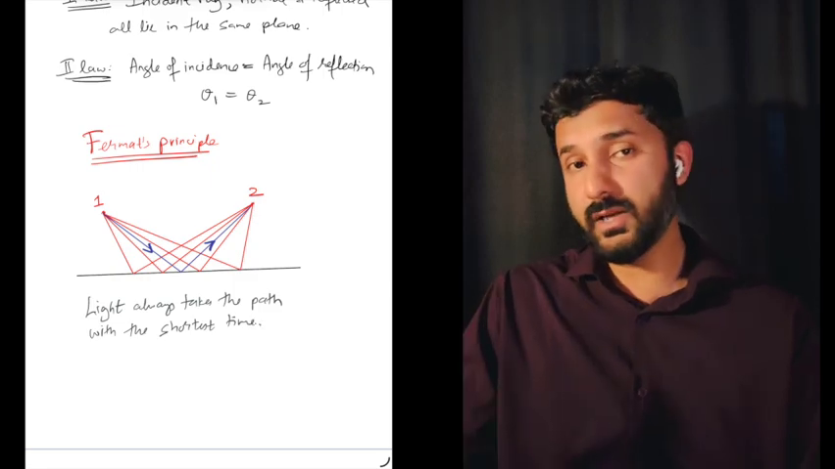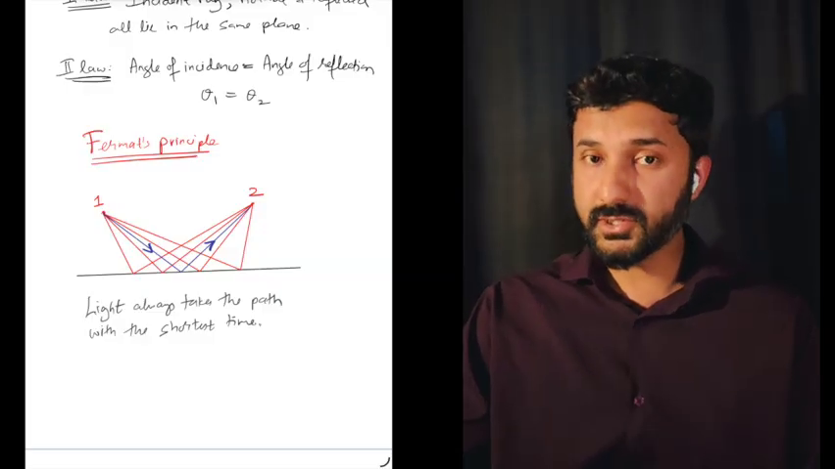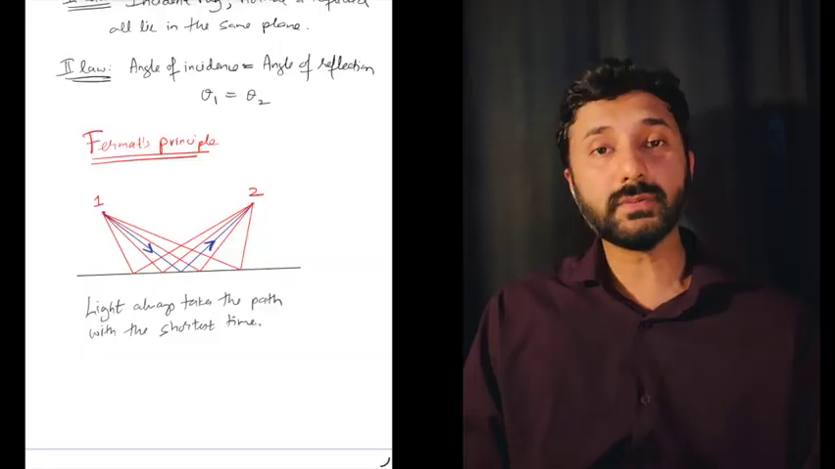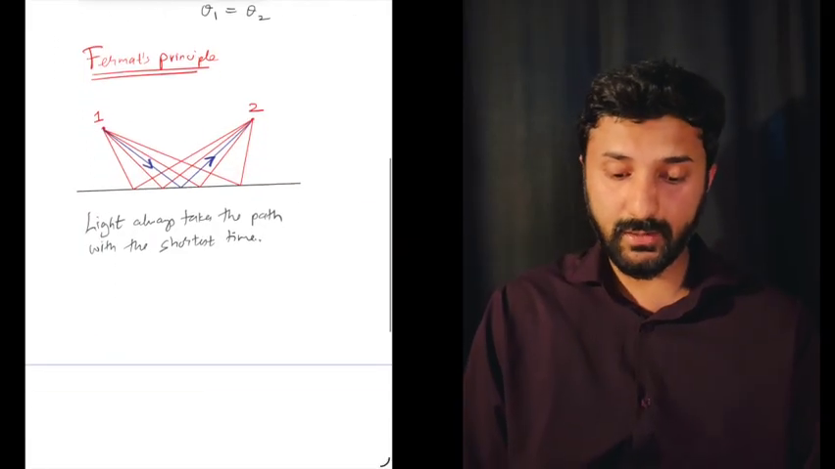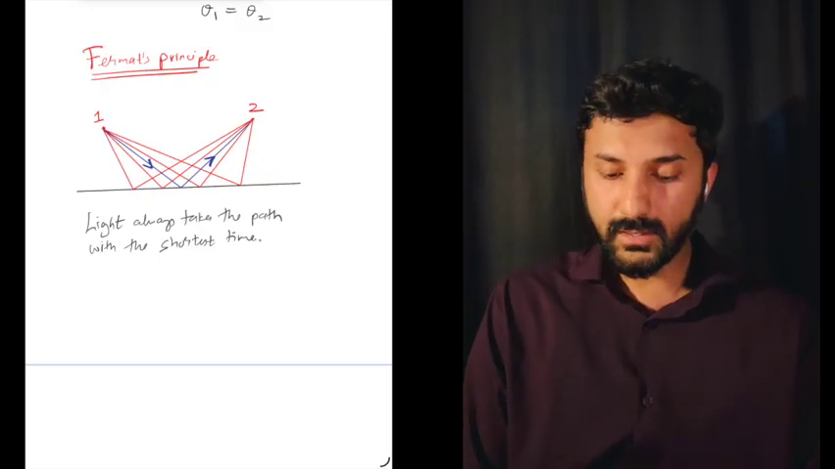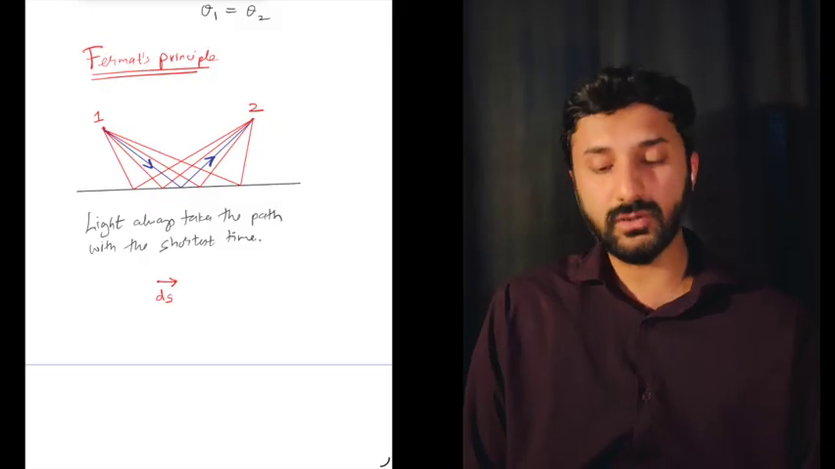And that may or may not be the shortest path, but it certainly is going to be the shortest time. Now, how does this relate to the principle of least action that we are aware of? So you can think of light going from one point to another point. Let's imagine a tiny displacement ds that it's going to undergo.